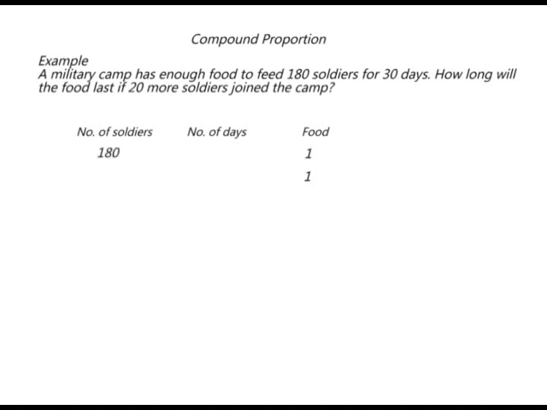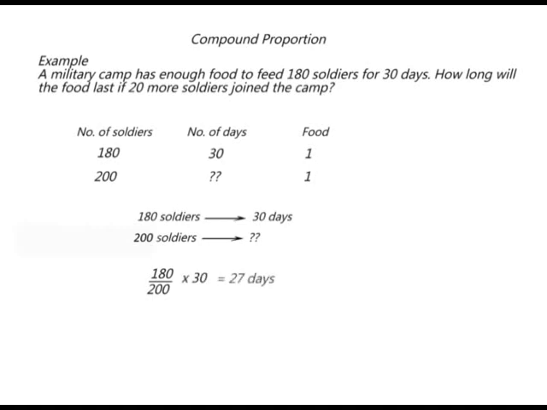180 soldiers will feed on that food for 30 days. 200 soldiers with the same amount of food will take how many days? Notice the fraction for amount of food is 1 over 1, so that doesn't change. If 180 soldiers feed on the food for 30 days, will 200 soldiers take less or more time? Of course less time. So we need a reducing fraction between 180 and 200. That is 180 over 200, and we multiply by 30 and we get 27 days.